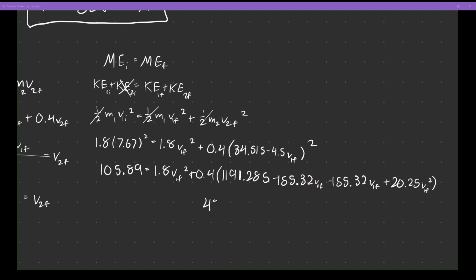So this is 476.523 minus 124.254 v1f plus 8.1 v1f squared. We fill in the rest of this.